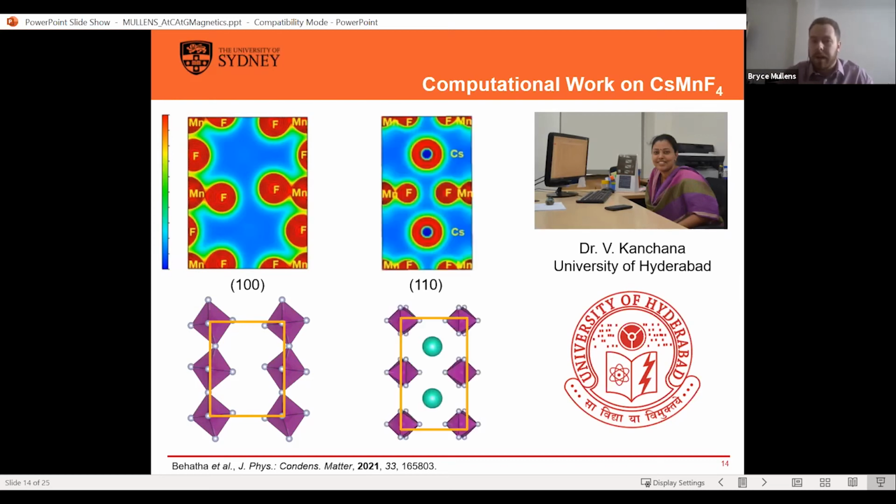Moving on to a different crystallographic position, we can see that there's no electron density between the cesium and things like the manganese or the fluorine. So this means that these are purely ionic bonds. They're not engaging in super exchange mechanisms at all. All of these mechanisms are purely confined to the two-dimensional planes of our perovskites themselves.